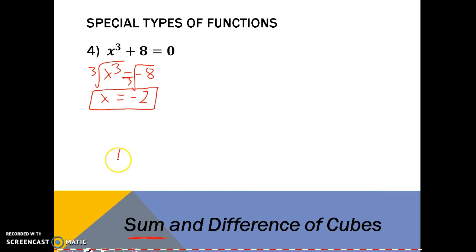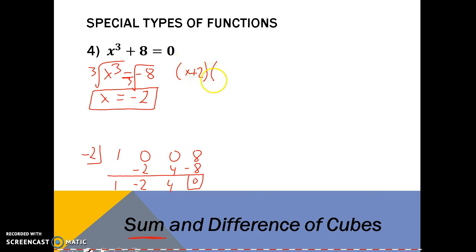So for synthetic division, I'll have 1x to the third plus 0x squared plus 0x plus 8. My solution is negative 2, so that goes in the little box here. So I'm going to have 1 times negative 2 is negative 2. 0 plus negative 2 is negative 2 times negative 2 is 4. Plus 0 is 4 times negative 2 is negative 8. And so I do get a remainder of 0. And so I know one factor is x plus 2. And I know my other factor is x squared minus 2x plus 4.